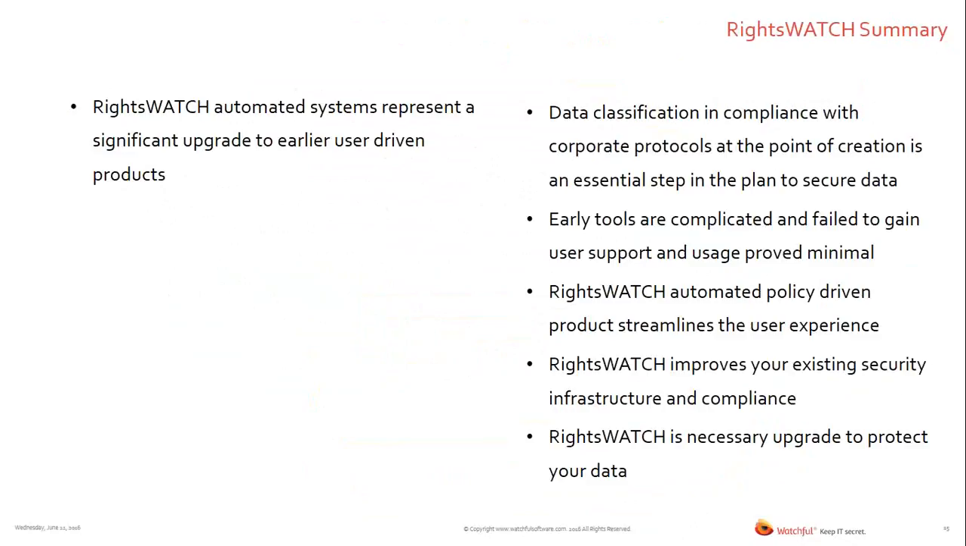RightsWATCH automated systems represent a significant upgrade to earlier user-driven products. Data classification is in compliance with corporate protocols at the point of creation, which is the essential first step in the plan to secure data. Trying to do it after the fact is impractical. Early tools were so complicated they failed to gain user support, and usage proved minimal.